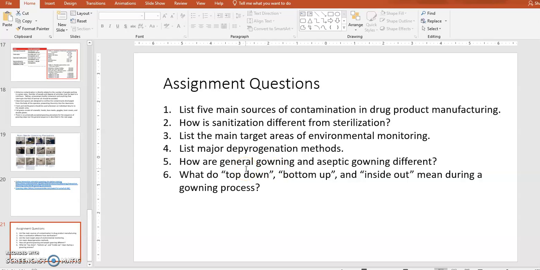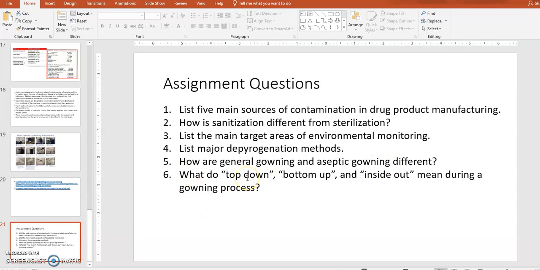And then how are general gowning and aseptic gowning different? So aseptic gowning is a complete covering of your skin. It's coverall, right? Top to bottom. But for general gowning, you do not require a full cover-up. Maybe putting on scrubs and maybe hairnet, gloves. That's pretty much it. So there's a difference. It depends on what grade area you're going into. You may have to put on aseptic gowning, or you may be allowed to go in with general gowning.